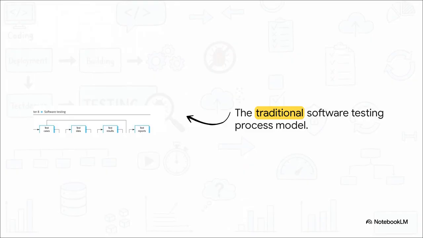This traditional software testing process model illustrates a plan-driven approach. Just look at the logical flow here. We start by designing our test cases: what exactly are we testing? From there, we prepare our test data, the actual artificial inputs we're going to use. Then we run the program, collect the test results, and finally compare those results against our original expectations to generate test reports. This core loop is exactly what developers do during development testing, which generally happens in three main stages.